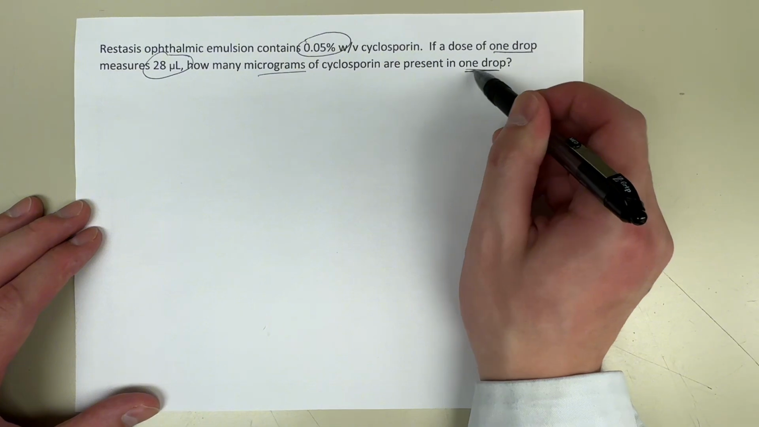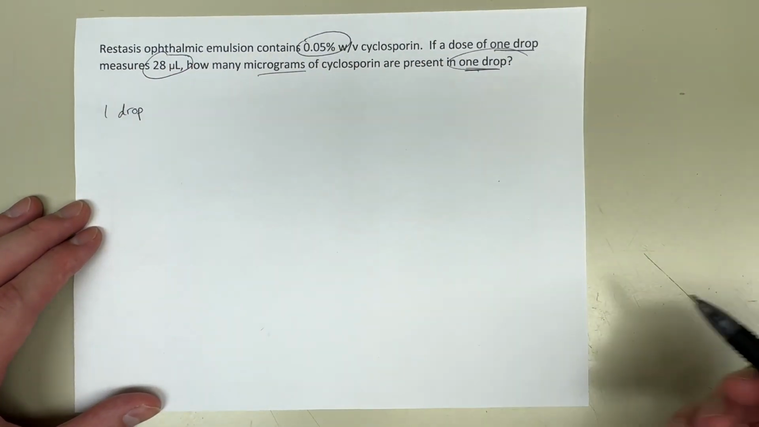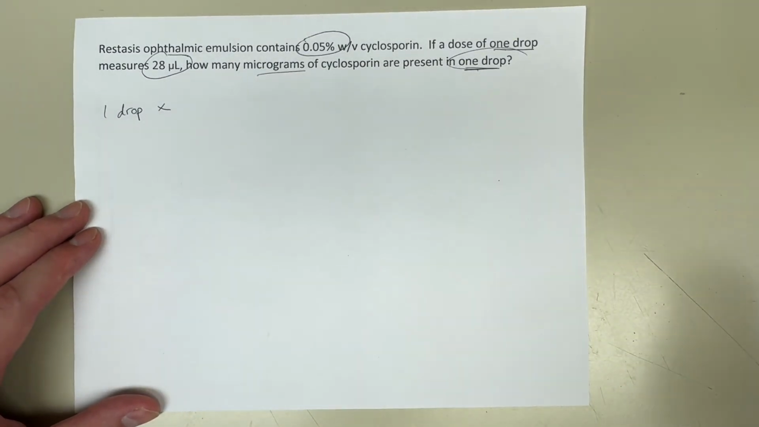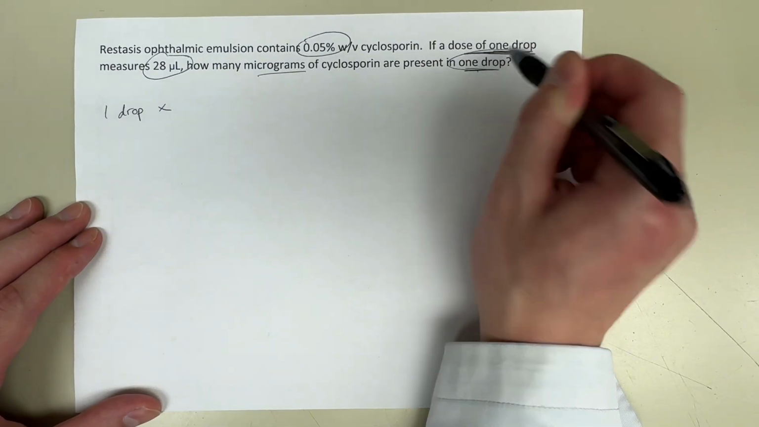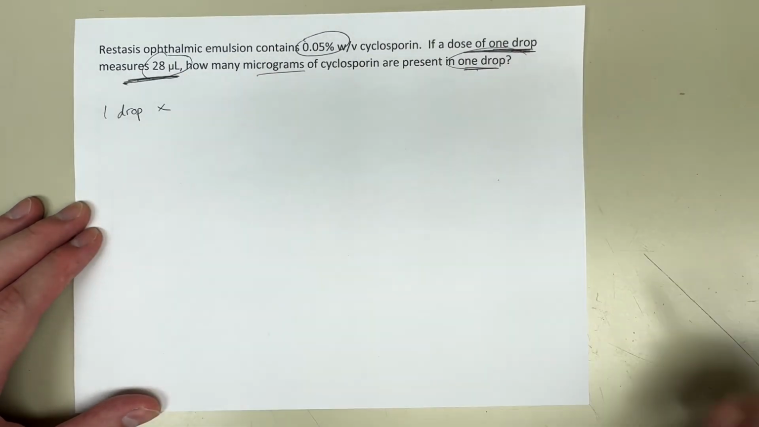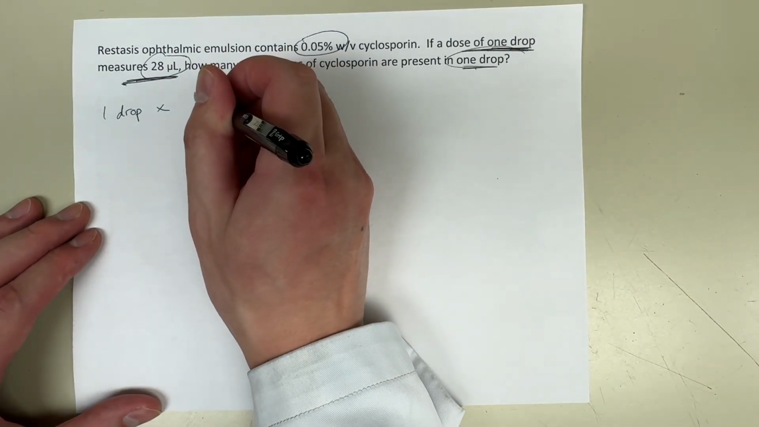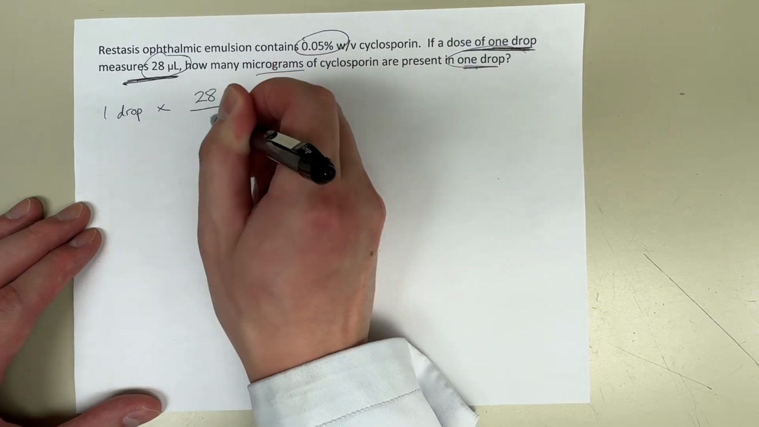So they want to know the number of micrograms in 1 drop. That's why I like to start off with this 1 drop, because it's like 1 line. And then I multiply it by a conversion of how many microliters in 1 drop. So they say here 1 drop is 28 microliters. So I can write that conversion factor in a fraction like this: 28 microliters in 1 drop.